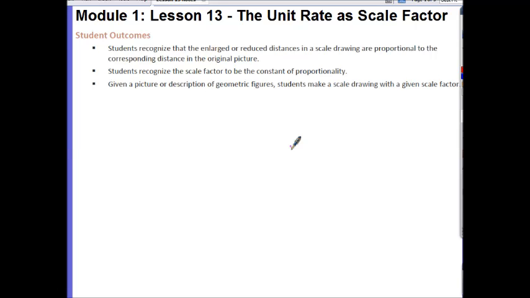Today's lesson is Module 1, Lesson 13, the unit rate as scale factor. Your outcomes for today's lesson are: students recognize that the enlarged or reduced distances in scale drawings are proportional to the corresponding distance in the original picture. Students recognize the scale factor to be the constant of proportionality. Given a picture or description of geometric figures, students make a scale drawing with a given scale factor.